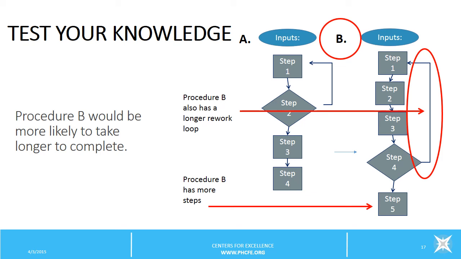In procedure A, the decision step is located closer to the beginning, meaning it has a smaller rework loop. And an input that had to be repeated through this process would only have to revisit that first step. So between these two reasons, where the decision loop is located and the fact that B has more steps, if these two procedures were delivering the same service, B would be taking longer to complete. Now, if time is an issue or a primary customer satisfaction measure, you'd obviously want to go with the procedure that took less time to complete, so long as it's delivering good quality, of course.